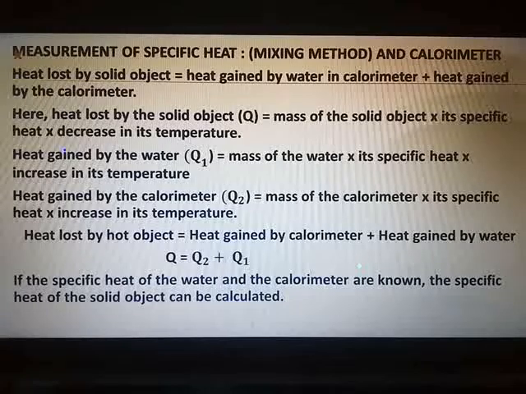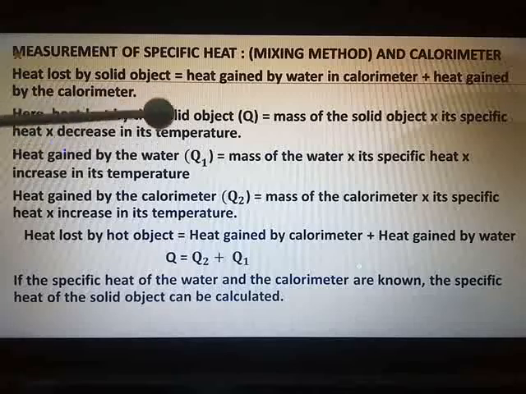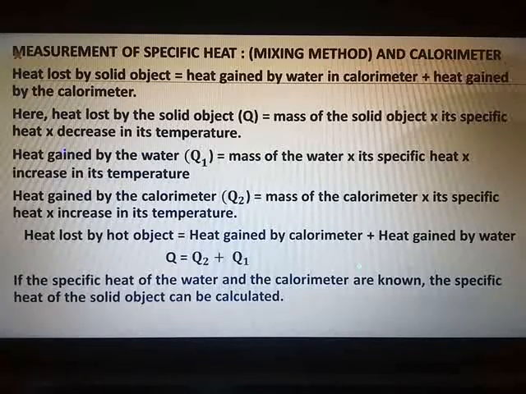Now here, if you know the specific heat of water and the calorimeter, you can immediately find out the specific heat of the solid object by applying this formula. And this formula you have to remember while solving the numerical examples. With this we have completed the explanation for chapter number 5.